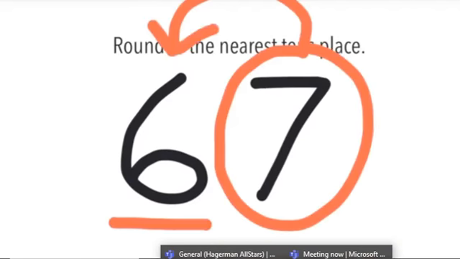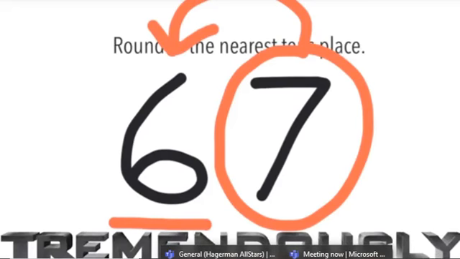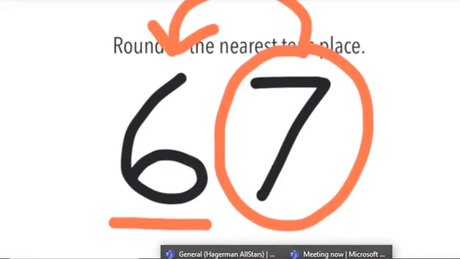This number affects this number tremendously. Now you ask yourself a question. Is the number you circled closer to 10 or 0? If it's closer to 0, you turn it into a 0 and you're done. But the number we circled is 7. Is that closer to 10 or 0? It's closer to 10. Correct.